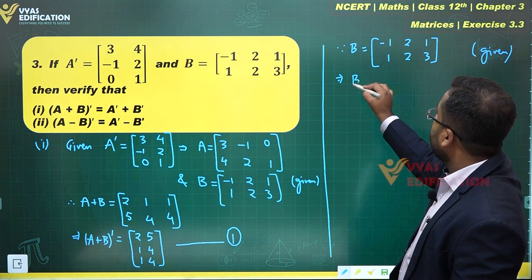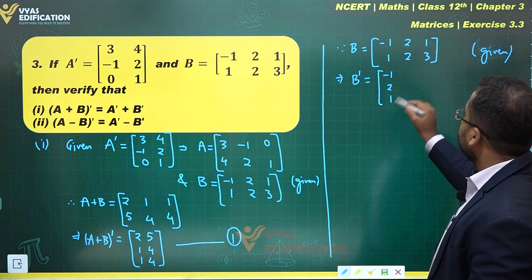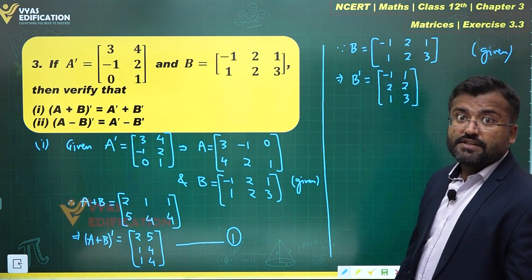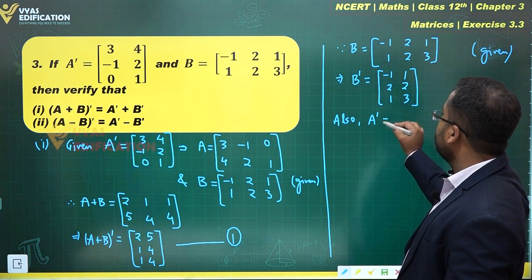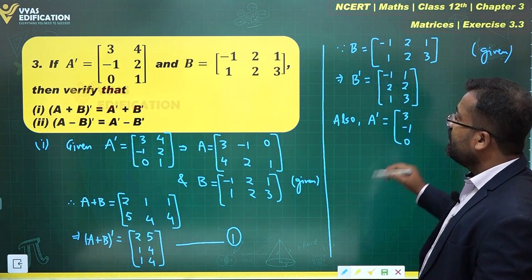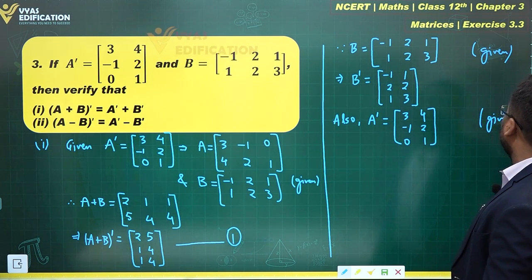This implies B transpose is equal to minus 1, 2, 1. The first row becomes the first column and the second row becomes the second column. B transpose is equal to this. Also, A transpose is equal to what? A transpose is given. This is 3, minus 1, 0, 4, 2, 1 and this is given.